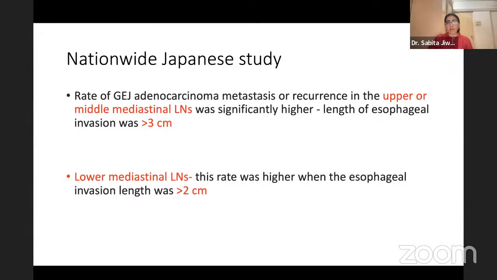So the rate of lymph node metastasis, according to the nationwide Japanese study, was that if your length of esophageal invasion is 3 centimeters or more, you can get metastasis 10 to 15% in the upper mediastinal lymph nodes. And you will get lower mediastinal lymph node metastasis till the region of the inferior pulmonary vein when your esophageal invasion length is more than 2 centimeters.